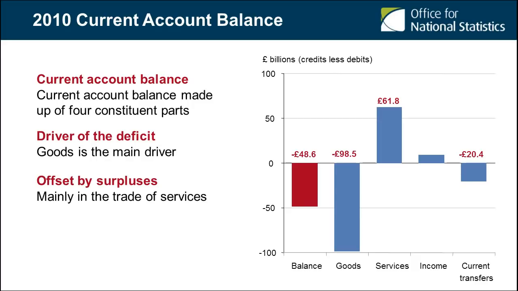Income also provided a positive contribution to the current account balance, where UK residents received 8.6 billion more in income from abroad than non-UK residents received from the UK.